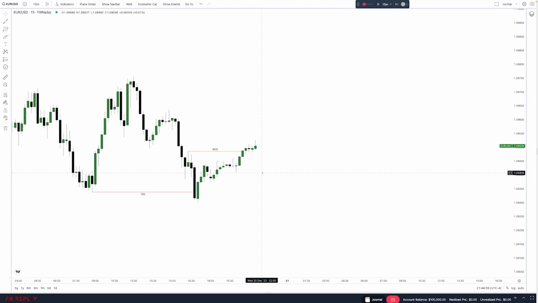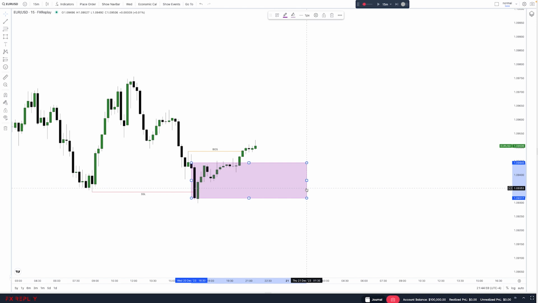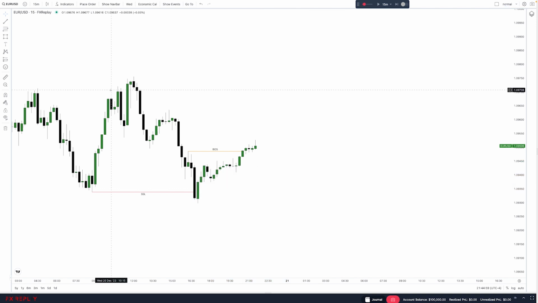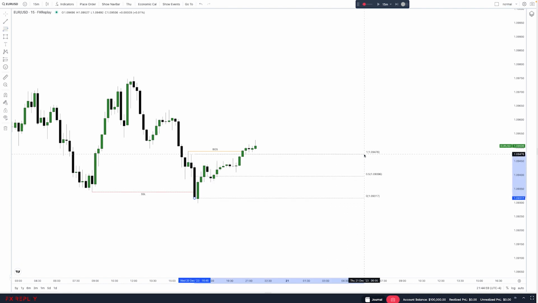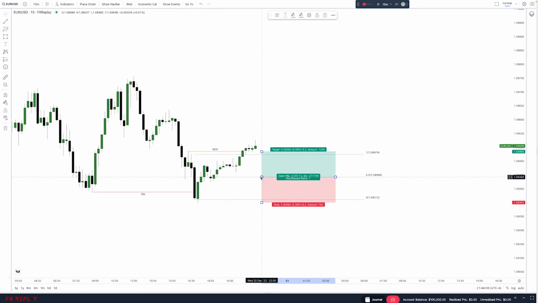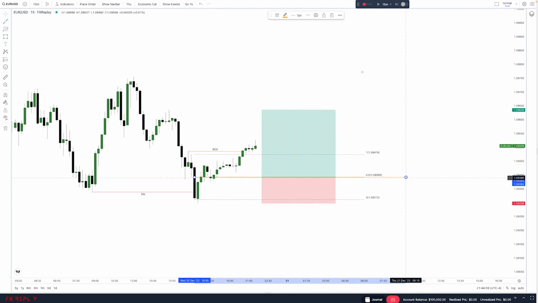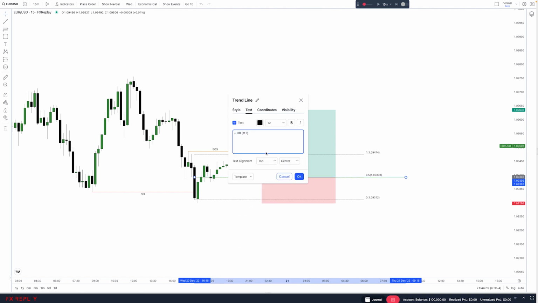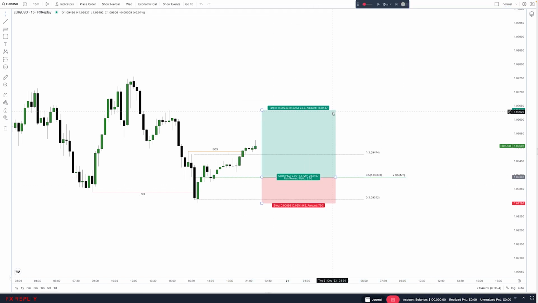So now that we have broken structure up, we now have a valid order block right here. The order block are those two candles. For this trade, I will enter at the mean threshold of the order block, since it's a pretty large one. So let's see if we can get there. Now let's see what happens.